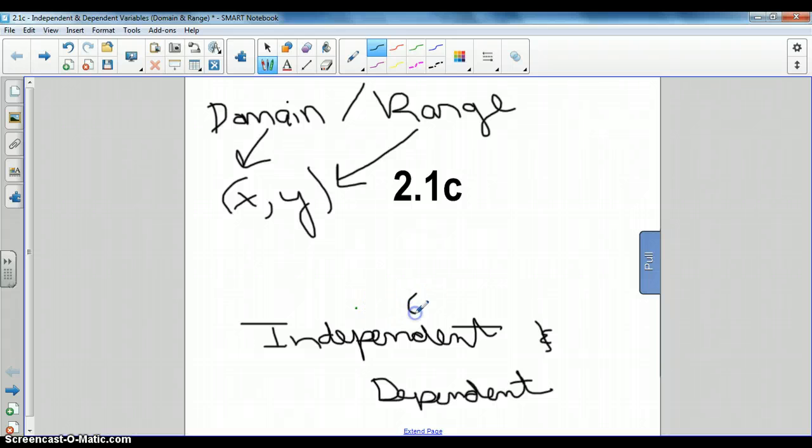Okay, your independent is also going to be your x and your dependent is going to be your y. My independent, my x, my input, what am I putting in? And my dependent is my y, what I'm getting out based on what I put in. Okay.